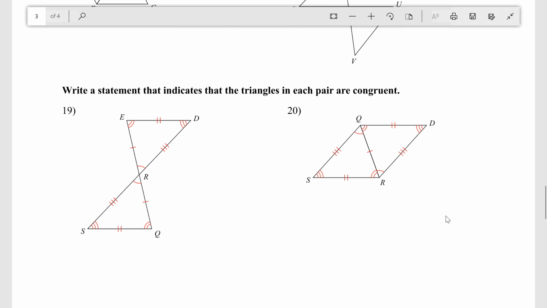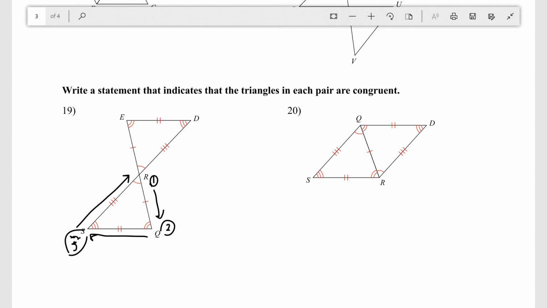Okay, so let's go ahead with number 19 here. I'm just going to go off of the number of markings. So where I see a single mark, I think I'm going to start at R. And if I'm talking about this bottom triangle here, I'm looking at going to Q as my second piece, and then looking at S to go to my third piece.